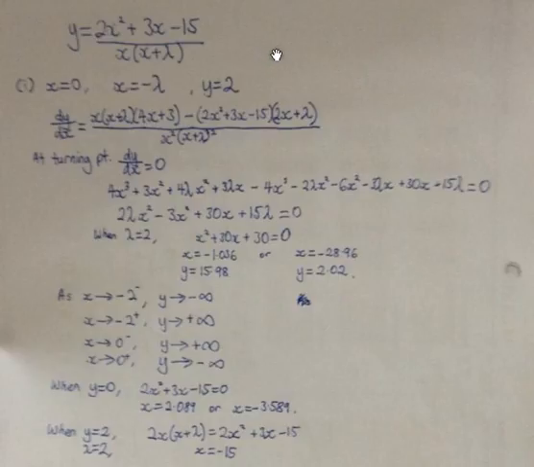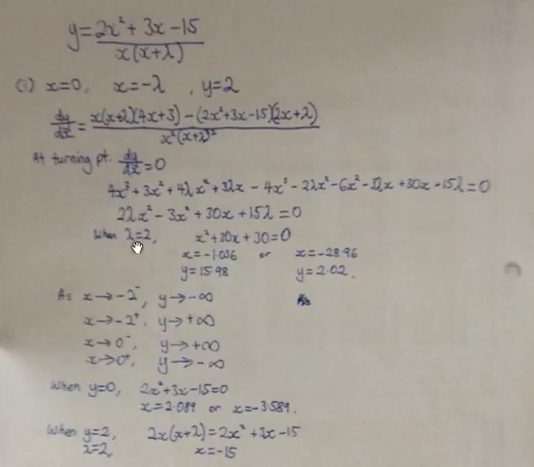Next, we want to find the turning points, so we need to find dy over dx. So this is the expression. We equate it to 0 to find the turning points. Simplifying it, we get 2 lambda x squared minus 3x squared plus 30x plus 15 lambda equals 0. The reason why I do that is because later we're going to sub in different values of lambda, so this is a general equation.